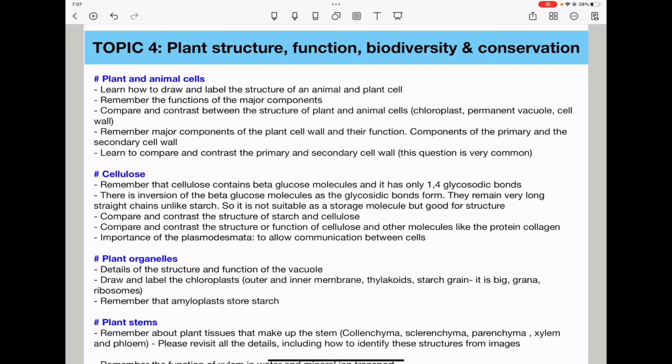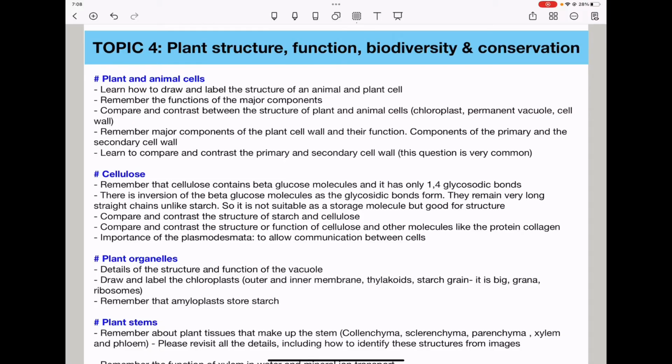Topic 4, plant structure, function, biodiversity, and conservation. I began with plant and animal cells. You need to learn how to draw and label the structure of an animal and plant cell. Remember the functions of the major components. They can ask you to compare and contrast between the structure of the plant and animal cells. Please remember chloroplasts, the permanent vacuole, as well as the cell wall. These are components found in the plant cell that are absent in the animal cell.